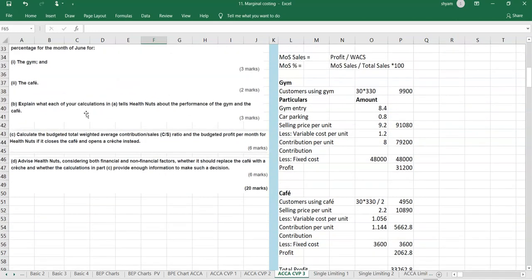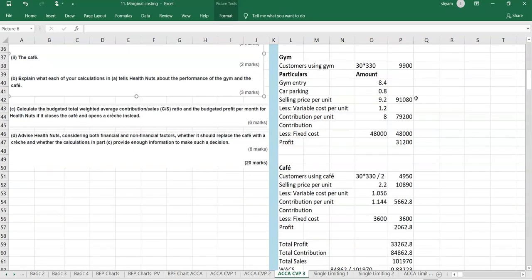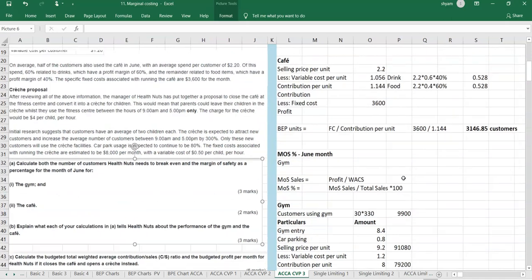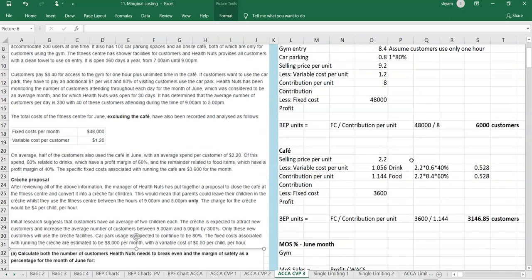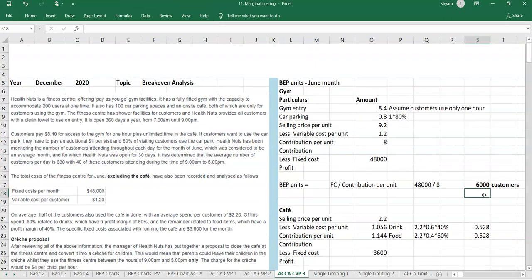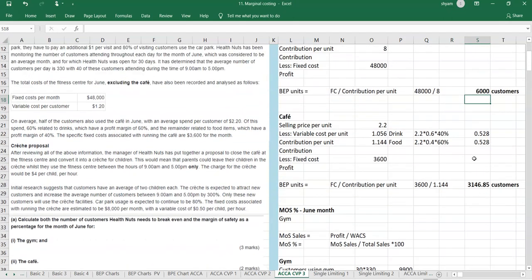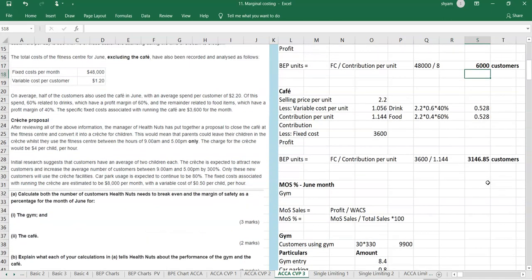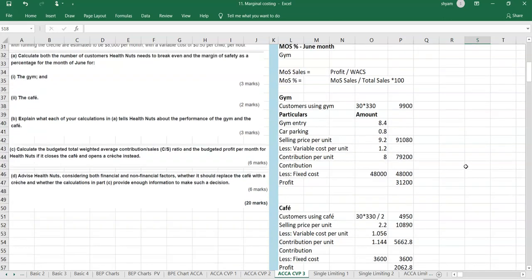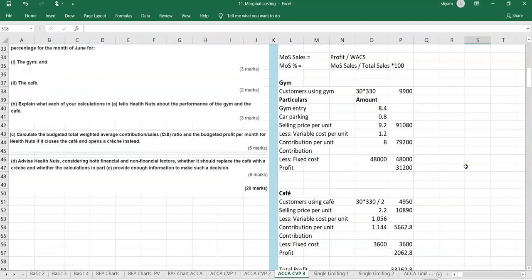So we'll move on to the next ratio. What does our calculation indicate? What's the explanation for our calculation? We have done a lot. The explanation is that we will break even. So we worked out break even? Yes. So we'll break even at 6,000 customers. Totally we have around 9,900 customers, and at 6,000 customers we'll break even. And for the cafe, it has around 4,950 customers, but we'll break even at 3,146 customers. So that's what break even tells. We should not have customers less than that.